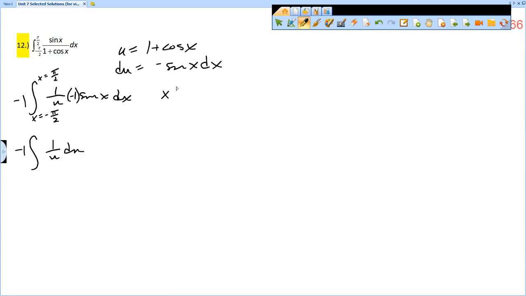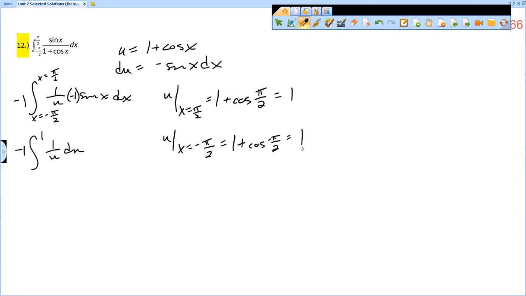And so now what is u when x is pi over 2? Well, 1 plus the cosine of pi over 2. Cosine of pi over 2 is 0. So this is just 1, right? So our upper limit becomes 1. And then what is u when x is negative pi over 2? I get 1 plus the cosine of negative pi over 2, and the cosine of negative pi over 2 is 0. So the lower limit becomes 1 as well.